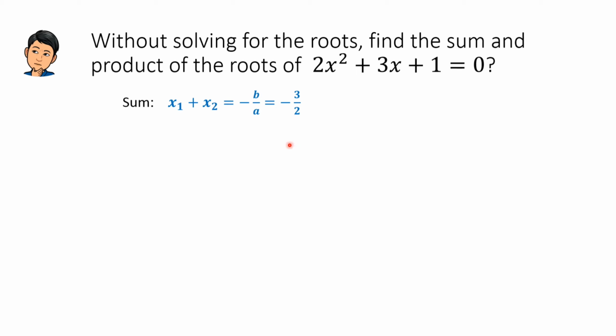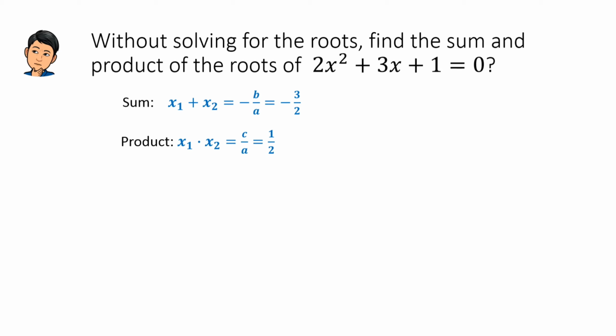Or you can have negative 1 and 1 half, if you want to write your answer as a mixed number. While the product is 1 half, because we substitute the value of c, which is 1, and the value of a, which is 2. So you have 1 half. So 1 half is the product of the roots. As simple as that. Or you can write 1 half as 0.5.